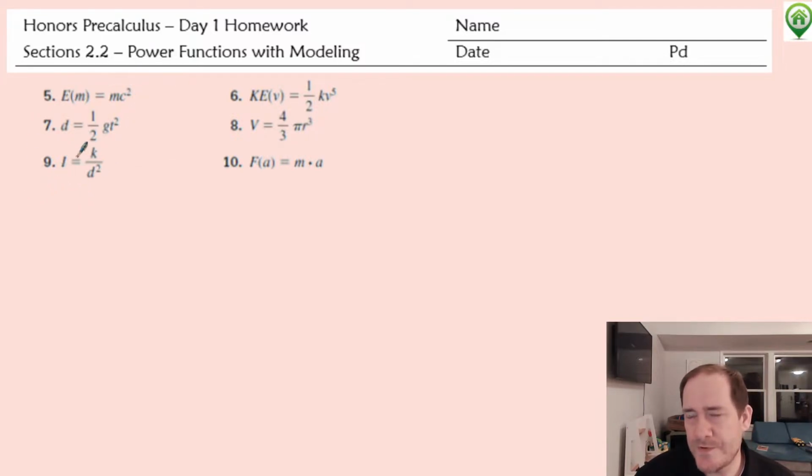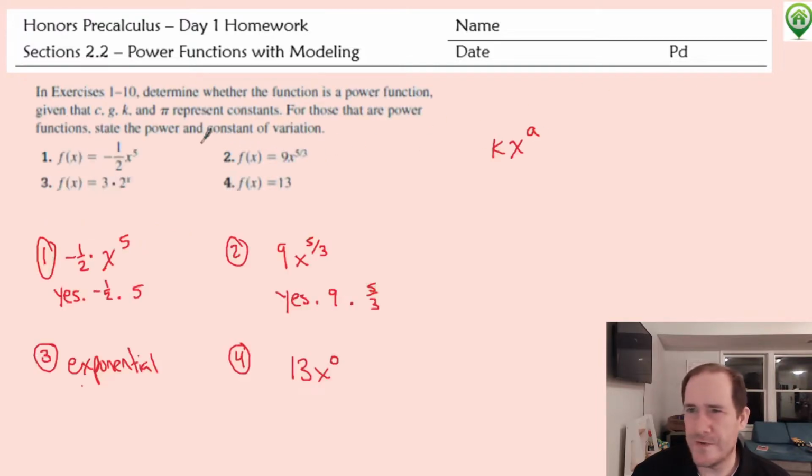So E equals mc squared. The only tricky bit here is just recognizing which thing is the constant. For number 5, c squared is your constant. So you might want to rewrite this where E is a variable, c squared is the constant, and m is your next variable. So does this fit the bill as a power function? Yes, it does. This is still the same instructions, right? Yeah, 1 through 10. Okay.